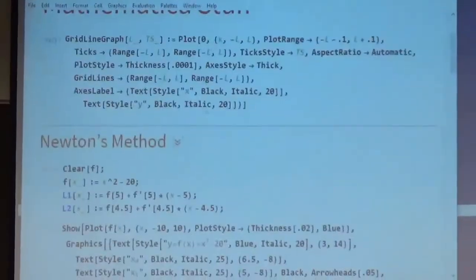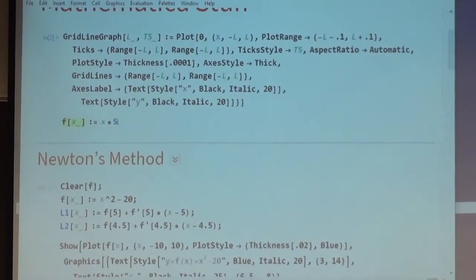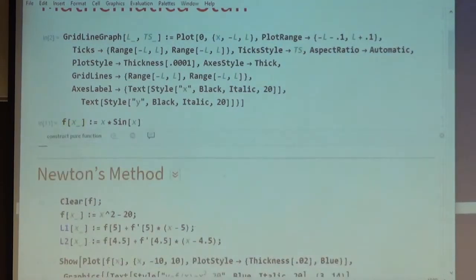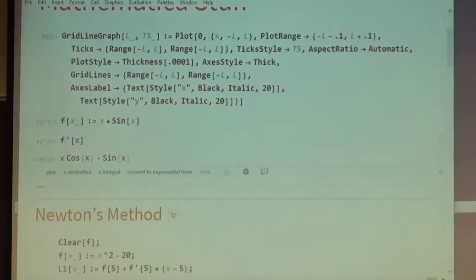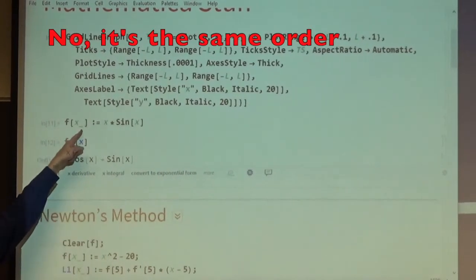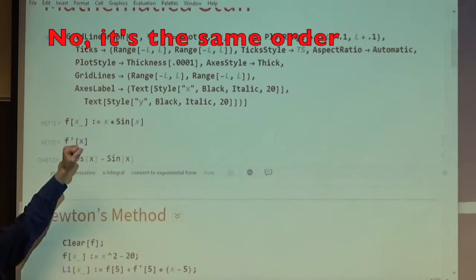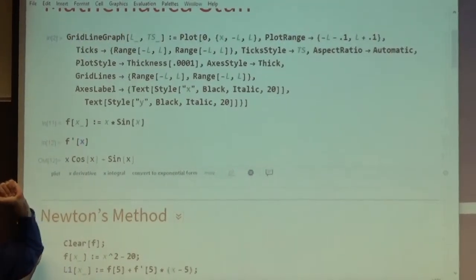You find this function up here, say, f of x equals x times sine x. Make sure you use a capital S and square brackets. What's the derivative? F prime of x. There we go. It wrote it in the other order. Remember to use underscores when you first define functions and colon equals. But then once you've done that, you don't need the underscores or the colon equals anymore.